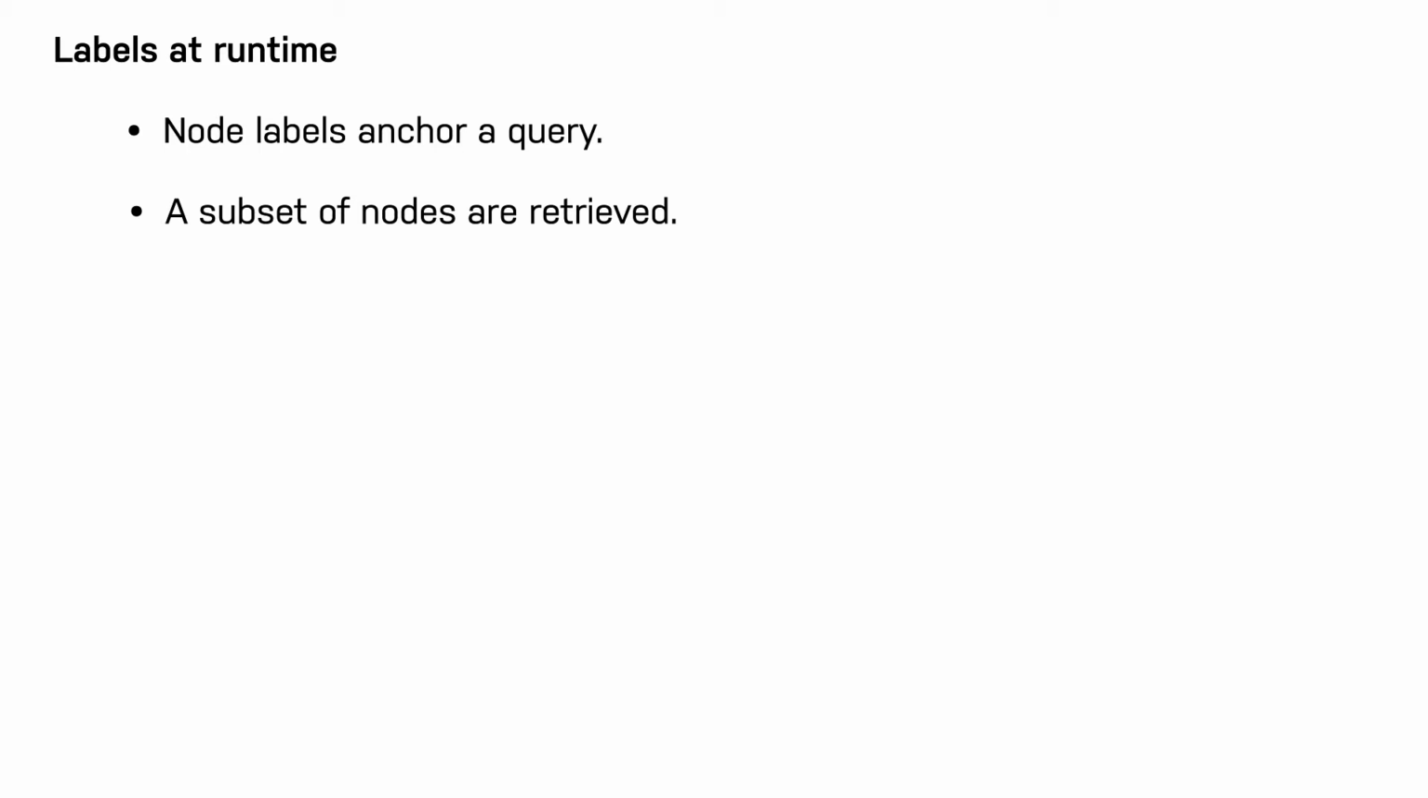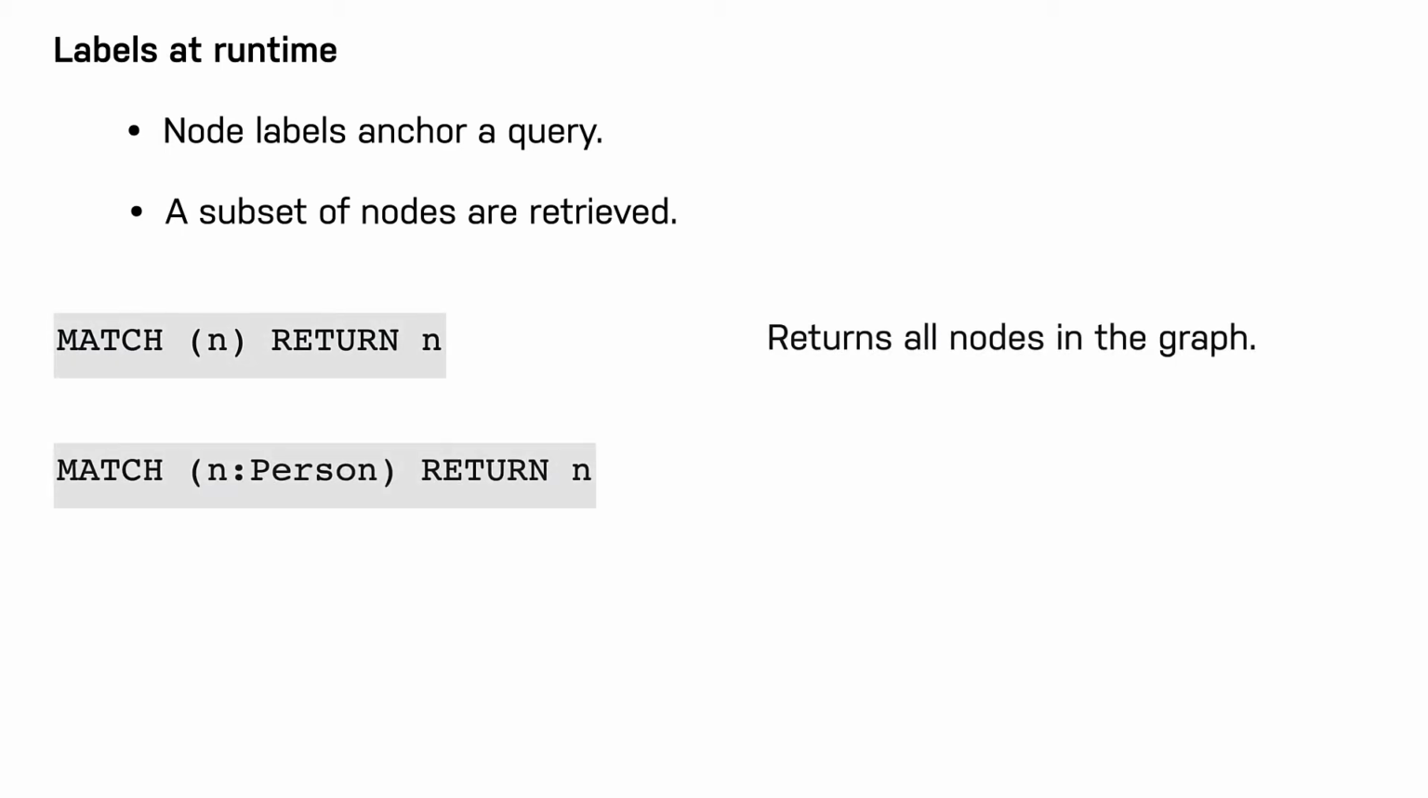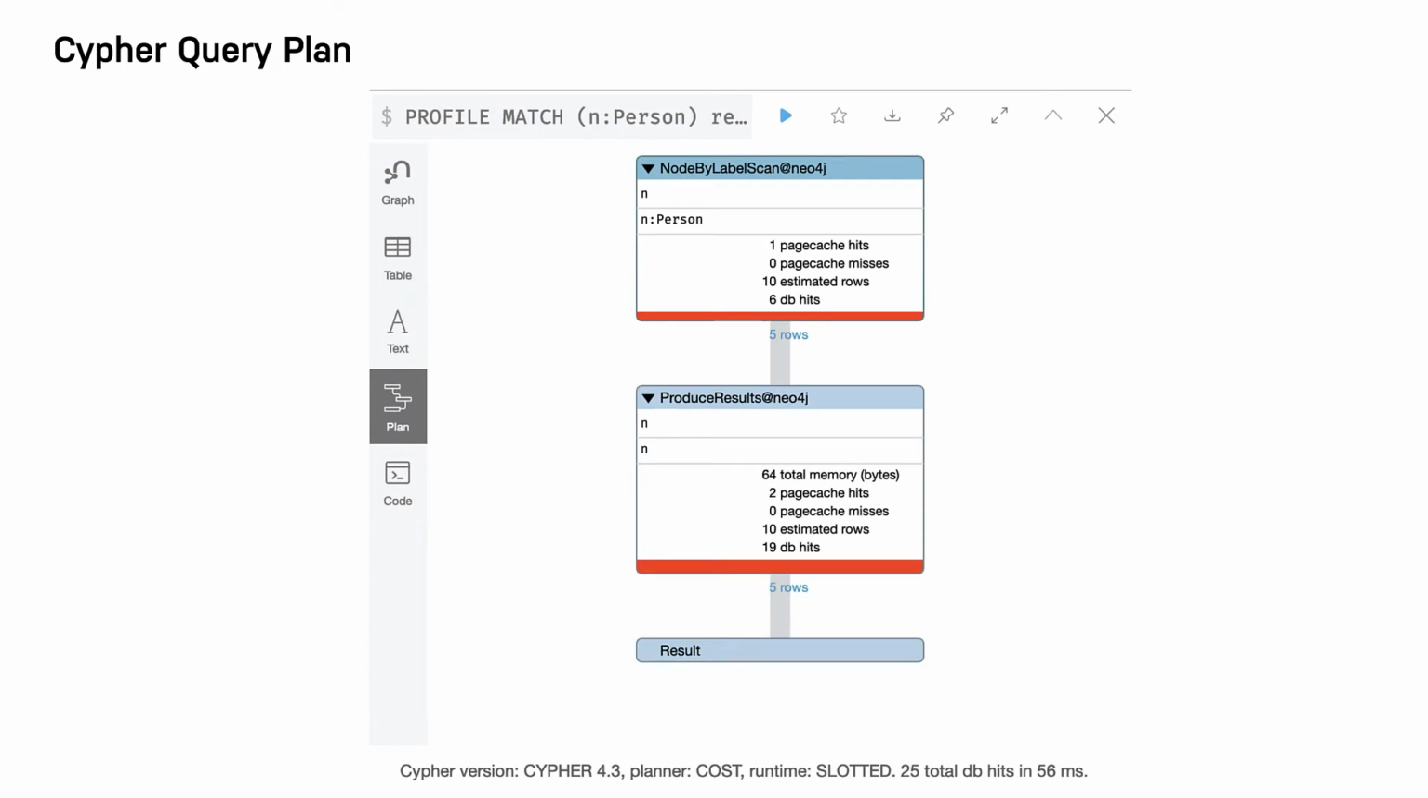For example, this query returns all nodes in the graph, and this query returns all person nodes in the graph. Your goal in modeling should be to reduce the size of the graph that is touched by a query. In Cypher, you can produce a query plan that shows what operations occur during the query. This figure shows a query plan by the number of db hits for the query to retrieve all person nodes. Later in this lesson, you will learn how to produce a query plan.